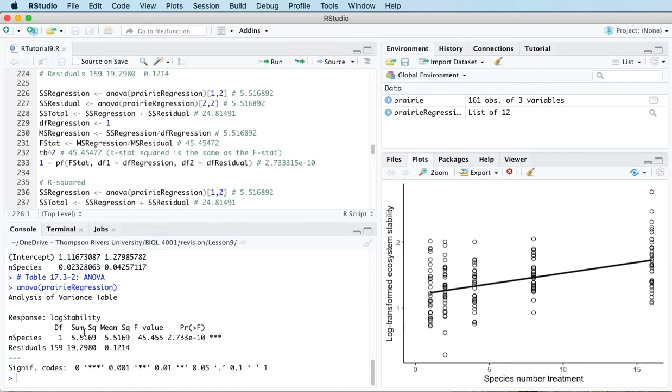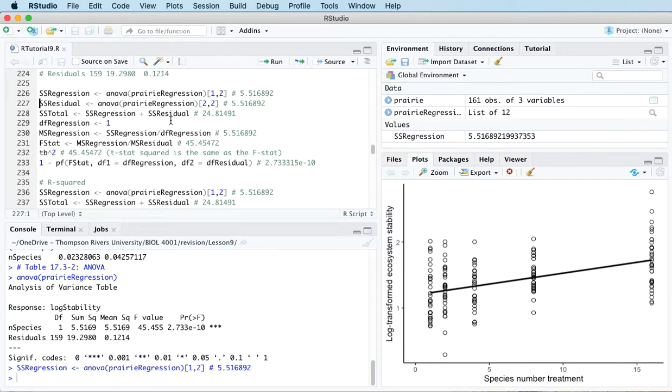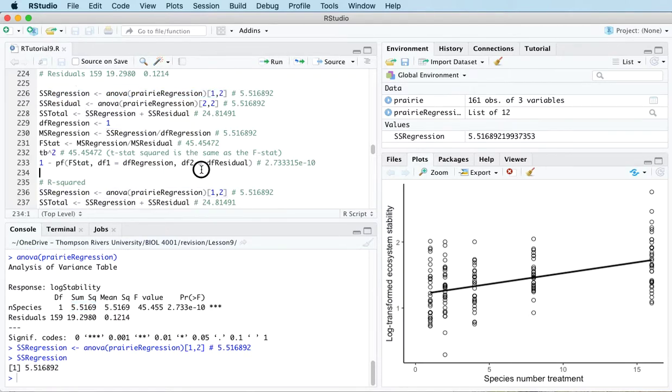This first one, labeled with the name of the predictor, is what's known as the regression sum of squares. So I'm going to pick that number off using this code here. All I'm doing is taking the ANOVA table and picking off the number in row 1, column 2. So row 1, column 2 is this number here. That's the sum of squares for regression.